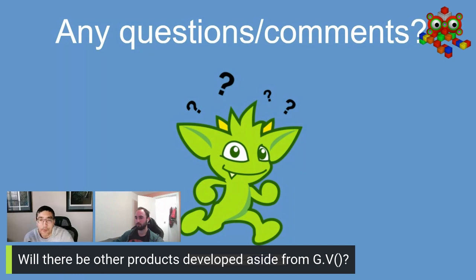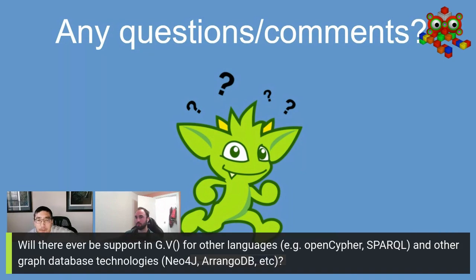Let's see, maybe one more. Will there ever be any other languages supported in G.V? Yeah, so that's something I'm really interested in doing, and that's actually something that was sort of planned early on, but I had to put to the side for a bit. The reason I'm really interested in doing this is because if you look at, for instance, Amazon Neptune, it supports Gremlin, but actually supports other languages as well, OpenCypher and SPARQL.